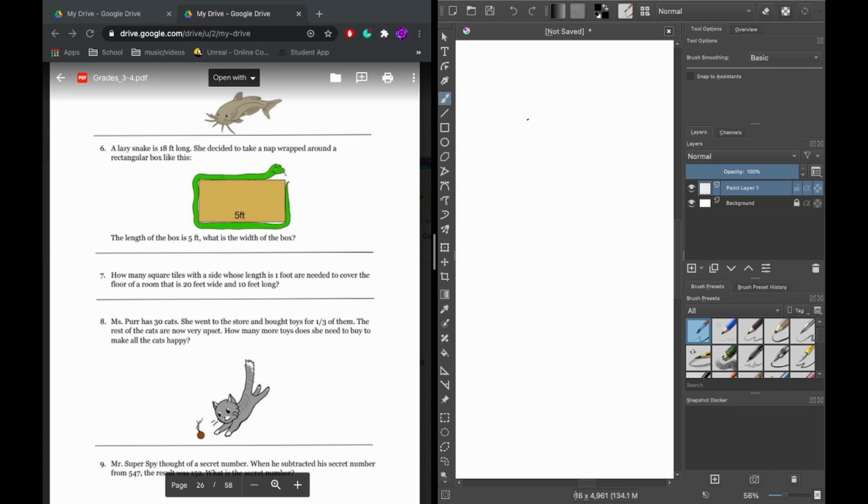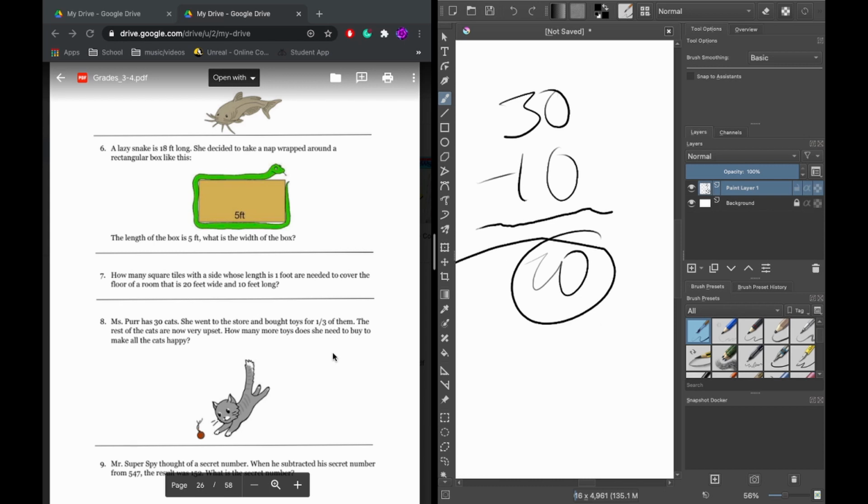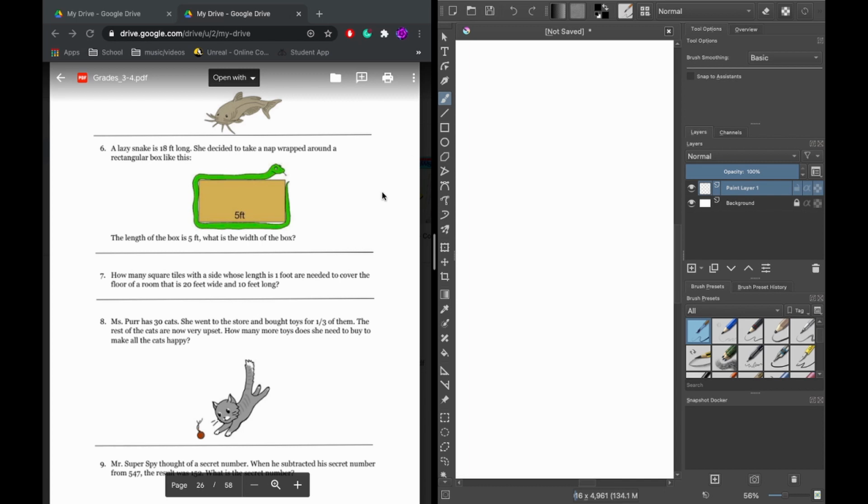Now to figure out how many more are left, what we would do is 30 minus 10. And we would get 20. So 20 would be our answer for number 8. Moving on to number 9.